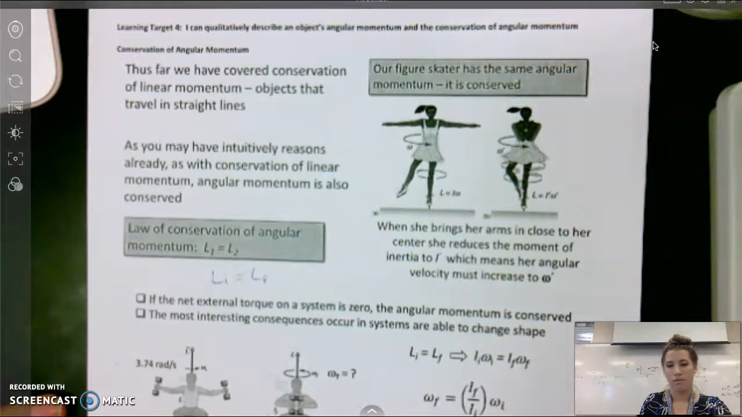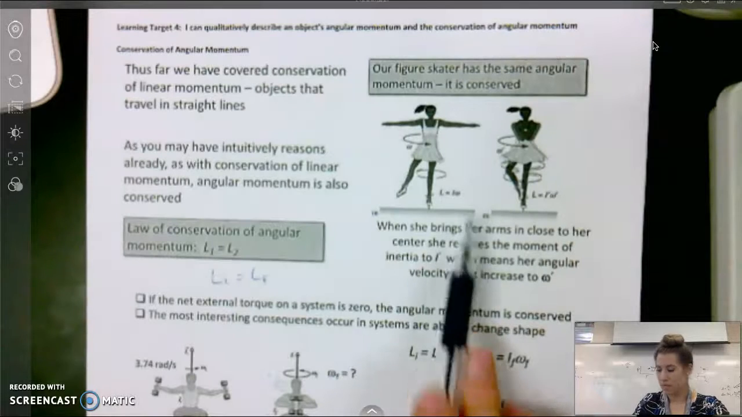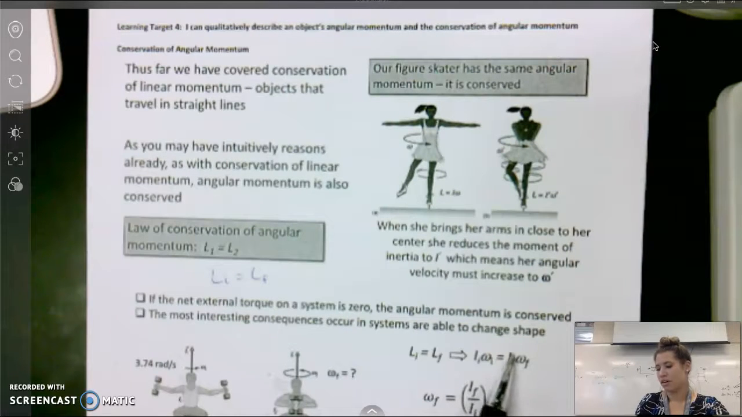Okay, and we know that we can replace the initial conditions for what they equal, right? So initially, our angular momentum would be moment of inertia times angular velocity initial, and that's going to equal our moment of inertia final multiplied by the angular velocity final, okay?